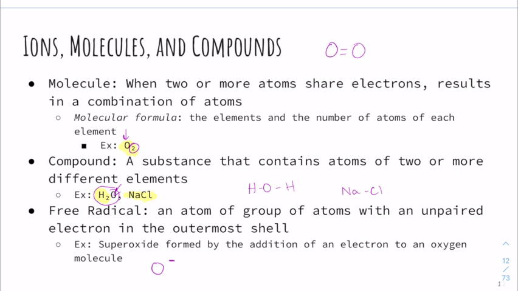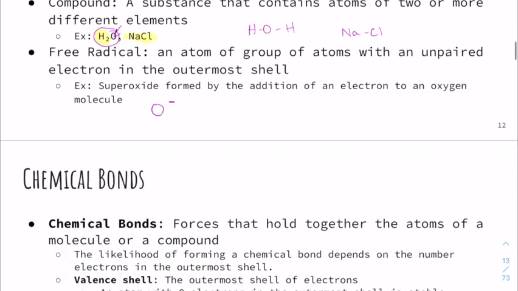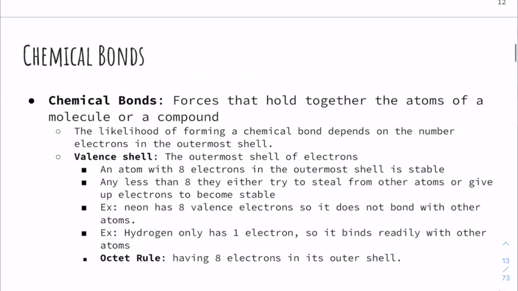Now, a chemical bond is what is used to combine different elements. A chemical bond is the force that holds together the atoms of a molecule or a compound. The likelihood of forming a chemical bond depends on the number of electrons in its outermost shell. The valence shell is the outermost shell of electrons. If that valence shell is full, it would have 8 electrons. That is when it's the most stable.